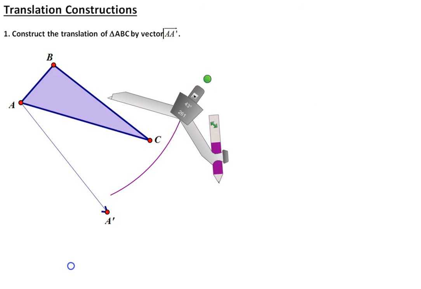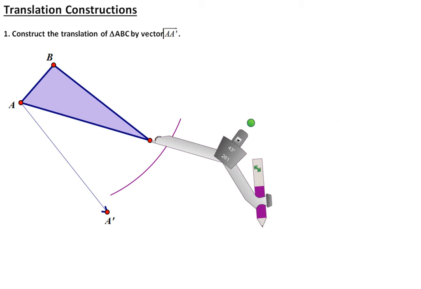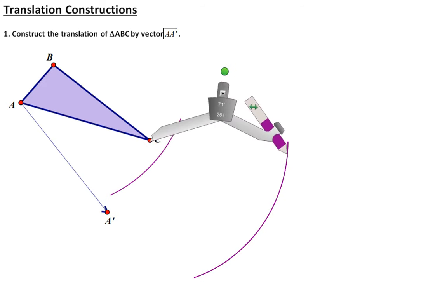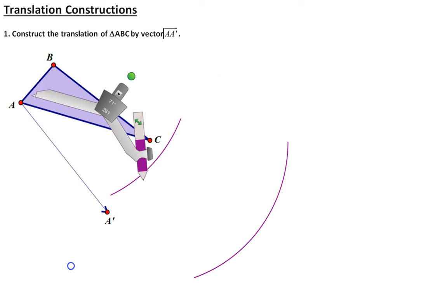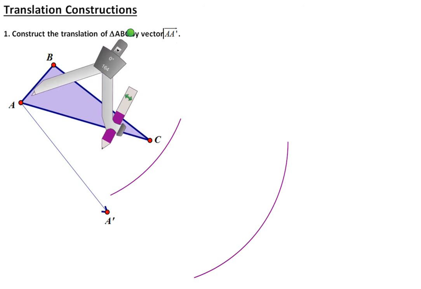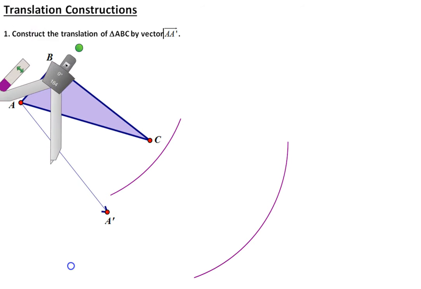All right, while I have this set, I'm also going to do that from C. Okay, because remember, they all go the same distance. So I'm going to keep it set, I'm going to move it over to C, and I'm going to make an arc from C. All right, now what I want to do is figure out how far it is from A to B. Okay, so we're going to measure from A to B.